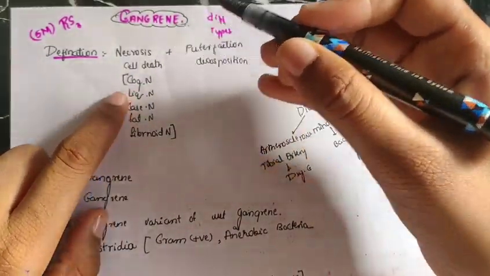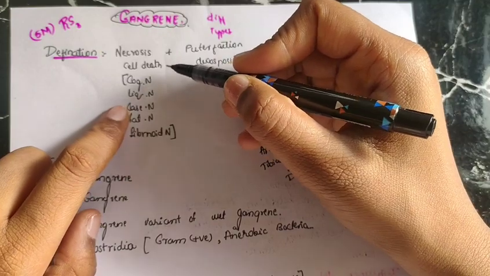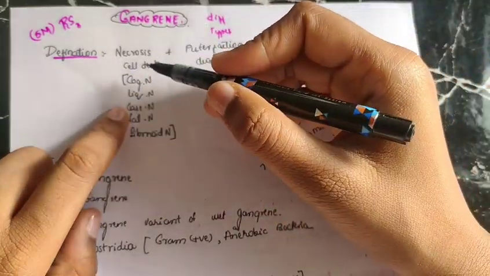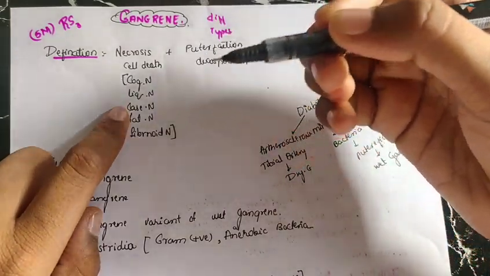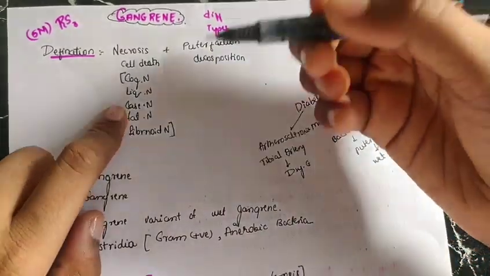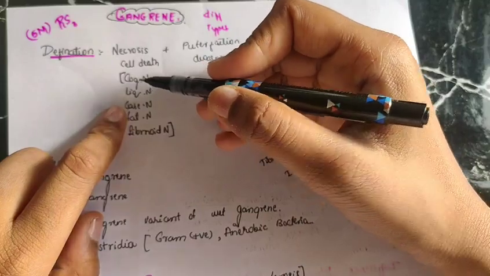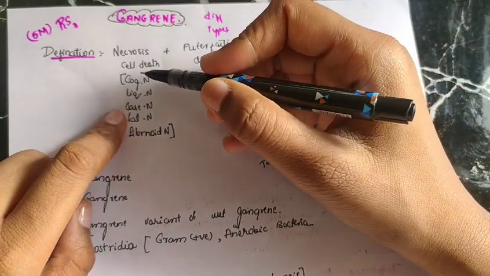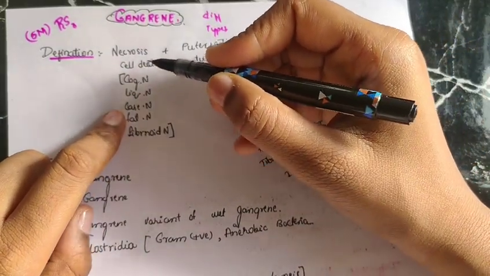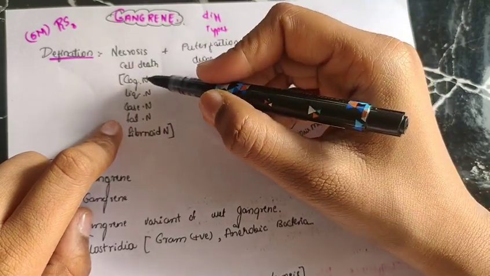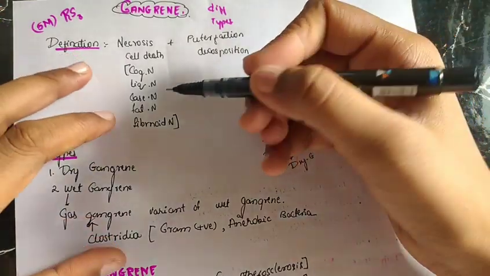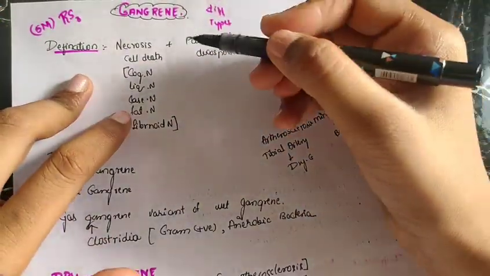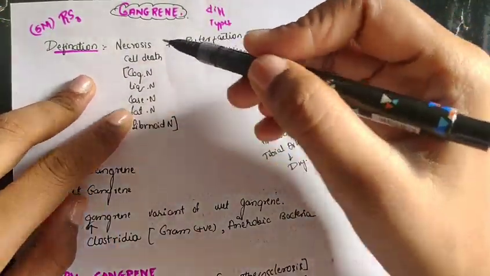Gangrene appears dark in color. This cell death may be coagulative necrosis. Any cell death has two types: necrosis or apoptosis. Apoptosis means programmed cell death, where the cell prepares its own death. Necrosis may be any type, like coagulative necrosis, liquefactive necrosis, caseous necrosis, fat necrosis, fibrinoid necrosis. Any of the necrosis along with putrefaction, bacterial decomposition, is known as gangrene.